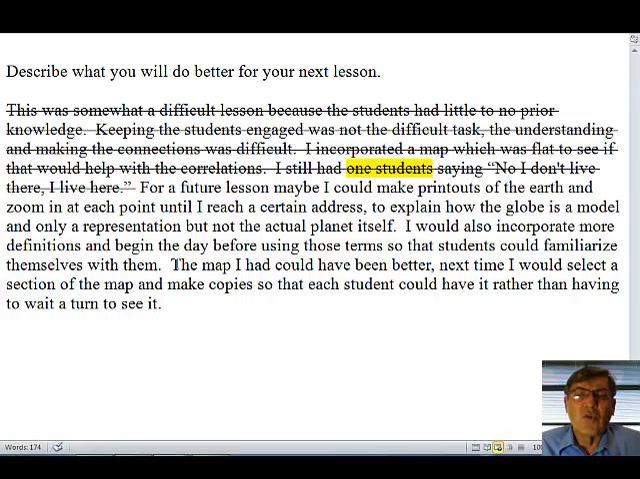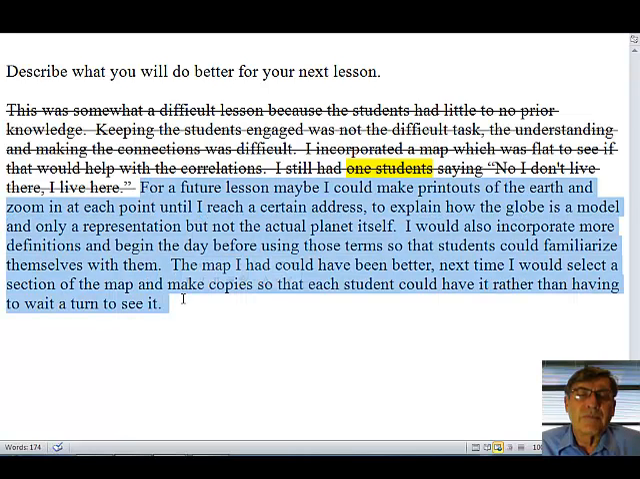"I would also incorporate more definitions to begin the day before using those terms so that students could familiarize themselves with them." Maybe this has something to do with the prior knowledge, maybe it doesn't. Make that more clear. "The map I had could have been better. Next time I would select a section of the map and make copies so that each student could have it rather than having to wait a turn to see it." Okay, that's good. So this last part of the paragraph is just fine. I'd like to see this throughout the assignment.